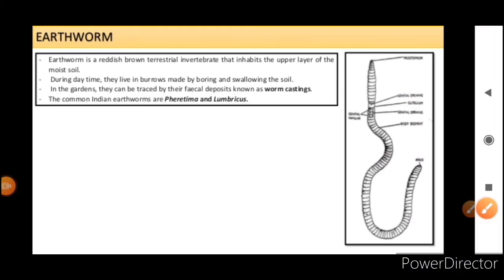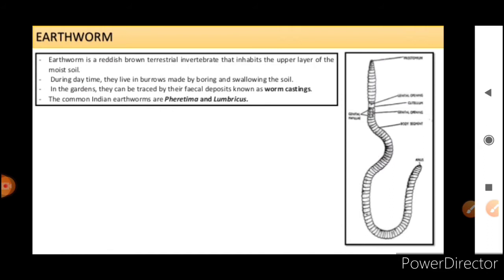Now we'll start with the earthworm. Here we'll learn everything about the earthworm, from its body organization, organ systems, reproduction, fertilization, everything. So these are some basic points of the earthworm.